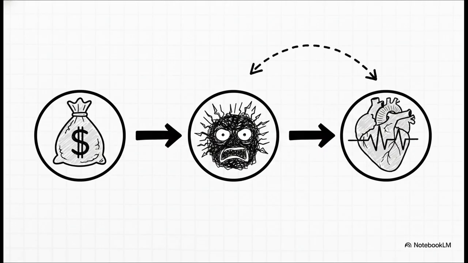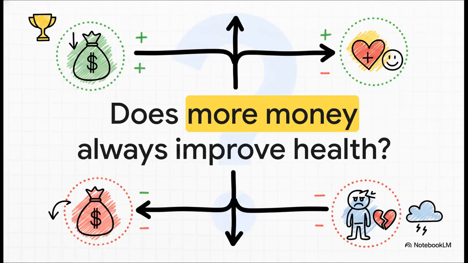Let's invent a character. We'll call him Bob. Bob's salary directly affects his daily stress levels, and those stress levels, in turn, heavily affect Bob's long-term health outcomes. Therefore, Bob's salary indirectly affects his health outcomes through an intermediary layer, which in this case is his stress. What makes this so fascinating is that the final outcome depends entirely on the specific direction of the relationship at every single link in the chain.